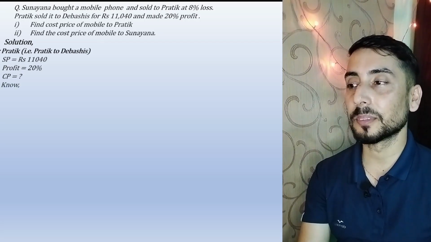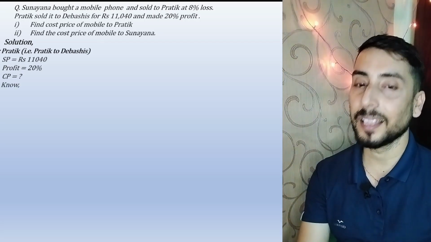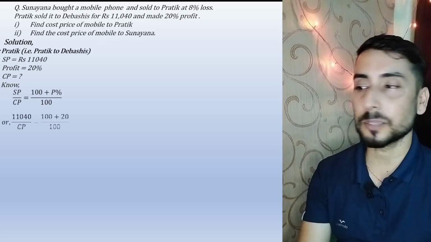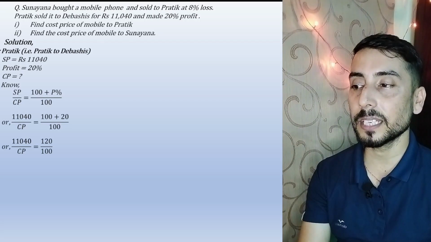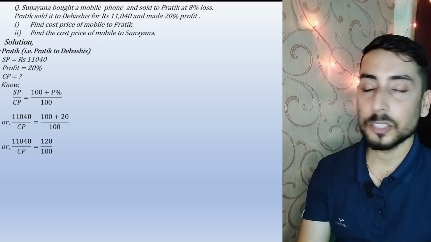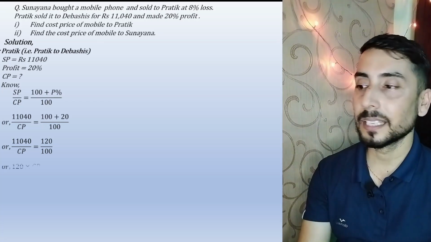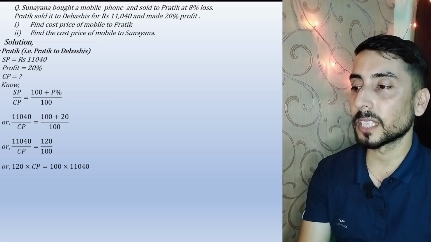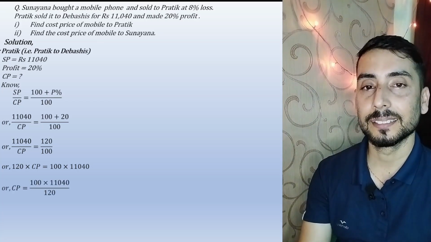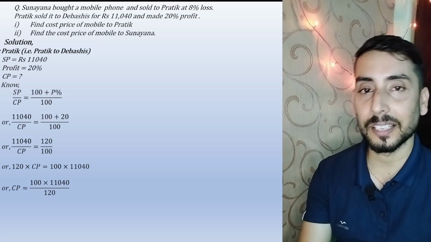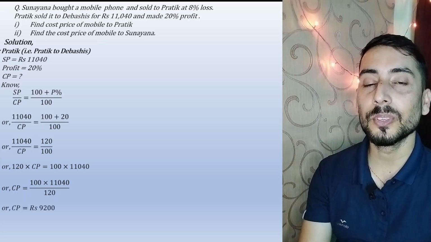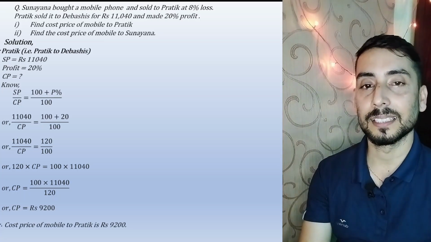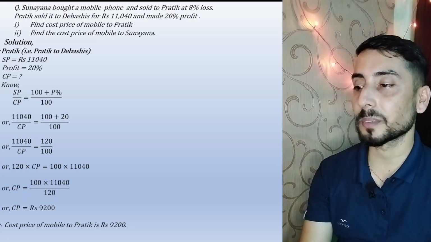So in this type of question, you know that our modified form will work a lot. The modified form means SP by CP equals 100 plus profit percent by 100. Now just replace the values: 100 plus 20 is 120, then do the cross multiplication. Which one is missing? CP. So multiply CP with 120, that becomes 120 into CP, and the others also cross multiply. Then we need the CP, so 120 goes to the other side and becomes divide. Do the calculation in a calculator or by hand, and you will get cost price equals rupees 9200. And this is the cost price for Pratik, isn't it?